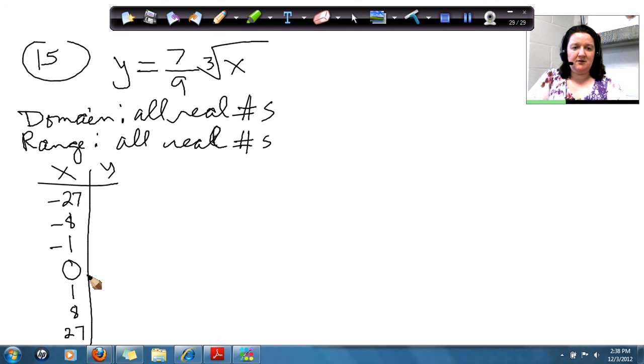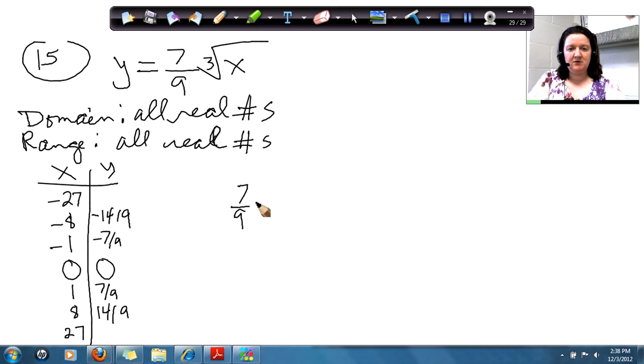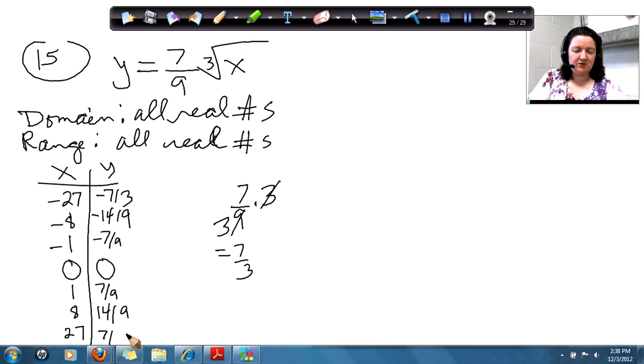So if I plug 0 in, I know I'm going to get 0. If I plug 1 in, I'm going to get 7 over 9. Here I'm going to get -7 over 9. If I plug an 8 in, that's going to give me 2, and 2 times 7 over 9 is going to give me 14 over 9. So this will be -14 over 9. And if I put a 27 in, that's going to give me a 3. 7 over 9 times 3, here my things are going to cancel out, so I'm going to get 7 over 3 for that one. That'll be a negative 7 over 3, and this would be a positive 7 over 3.